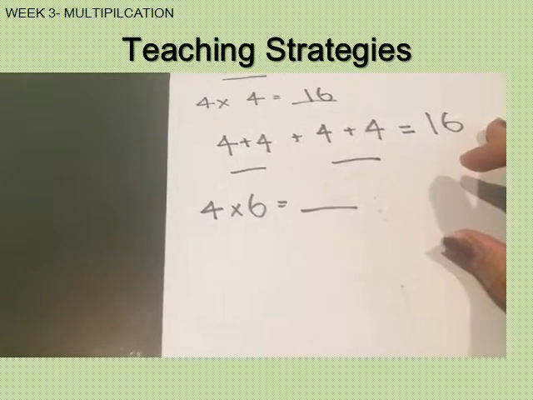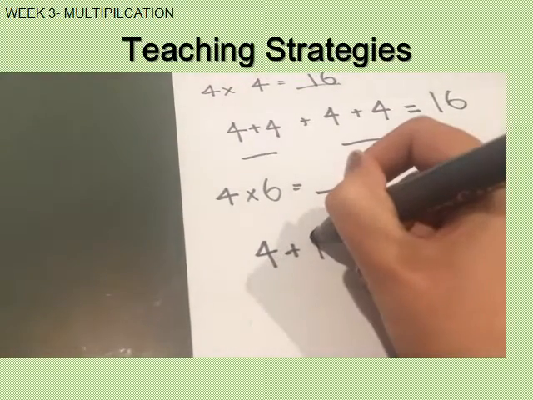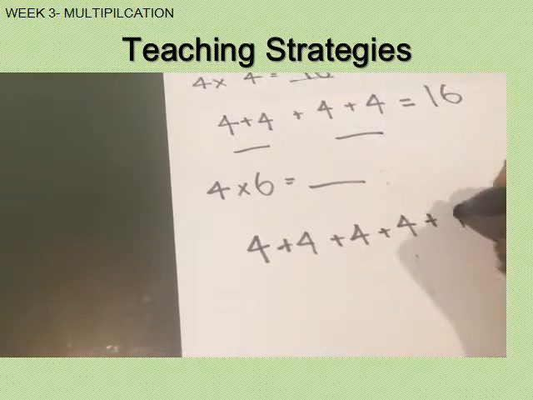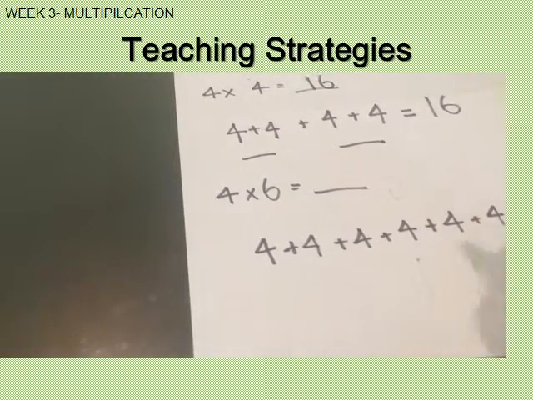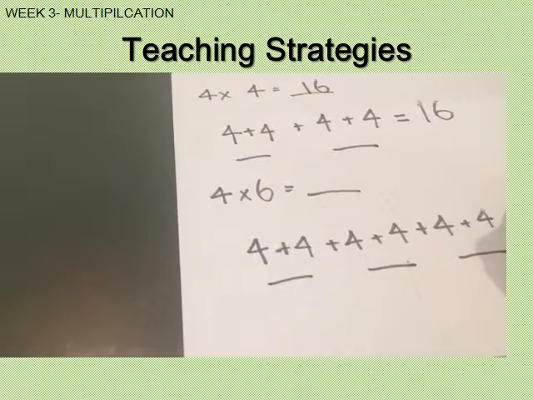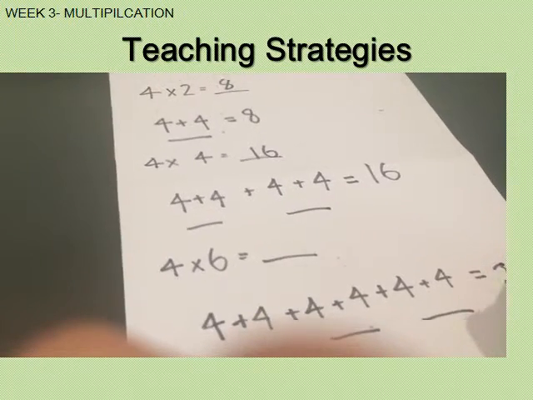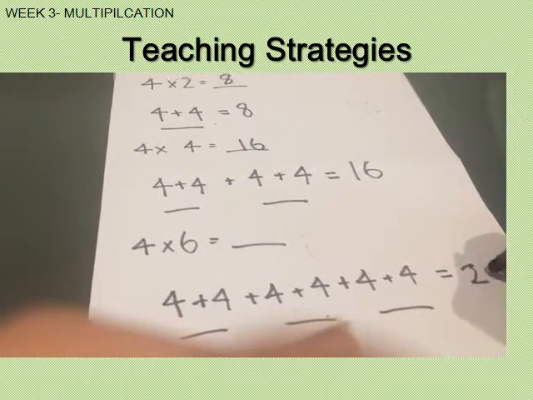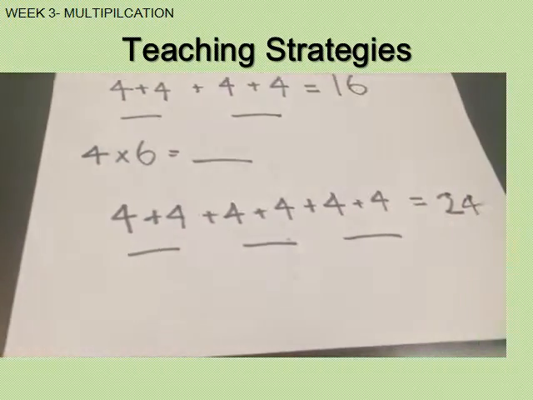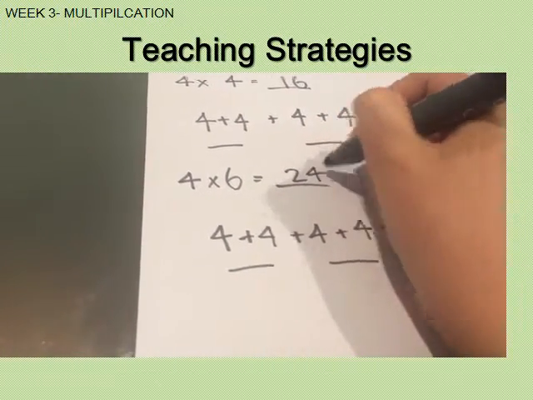And then moving on from that, we have 4 times 6. So you'd write 4 plus 4 plus 4 plus 4 plus 4 plus 4. Here you have 3 lots of doubles, so double, double, double, which then becomes 24. As you have the answer there, and then you can write 24 up the top.